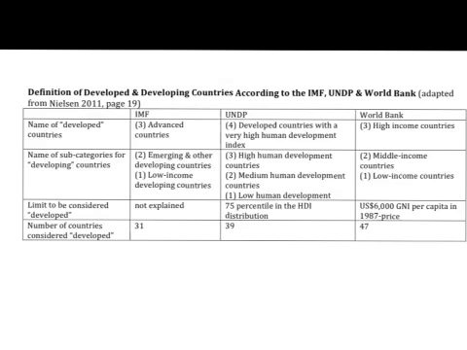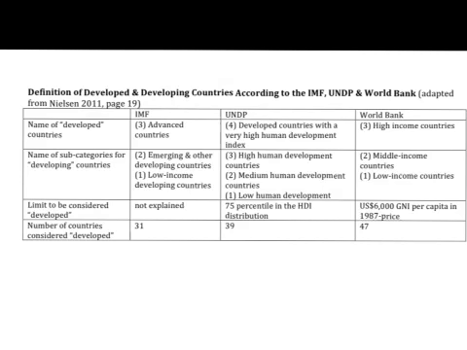Last but not least, the World Bank follows the IMF with 3 levels, 2 for developing countries, they are called low-income countries. The second one is middle-income countries, and developed countries are called high-income countries. Giving names is one thing, but what really interests us here is actually the limit. What's the limit for a country to be considered developed or developing?